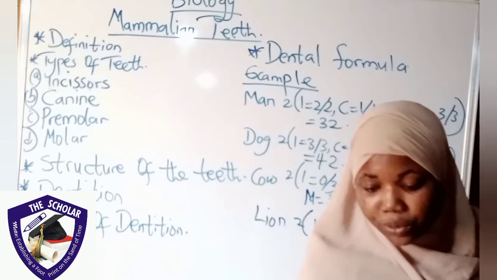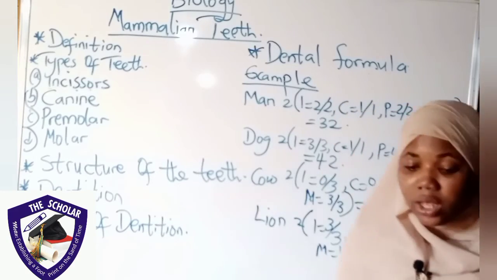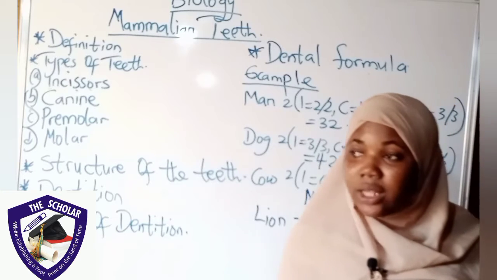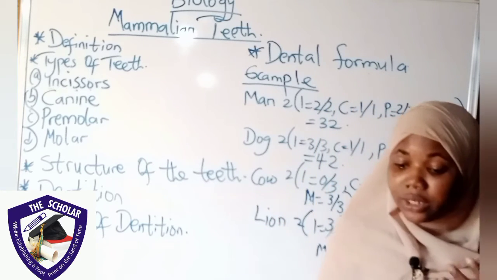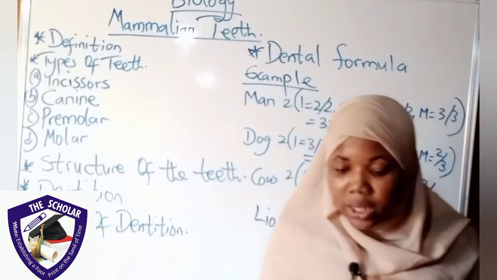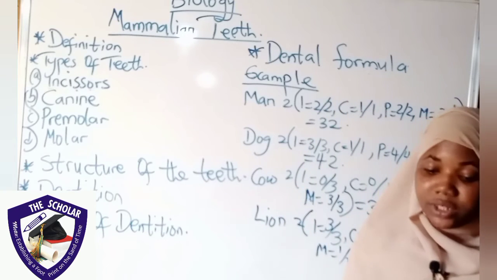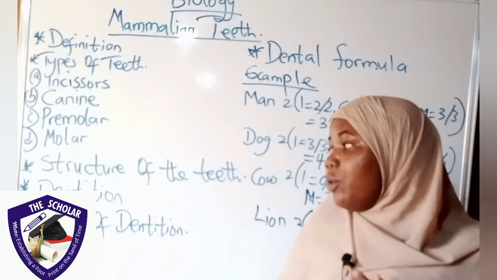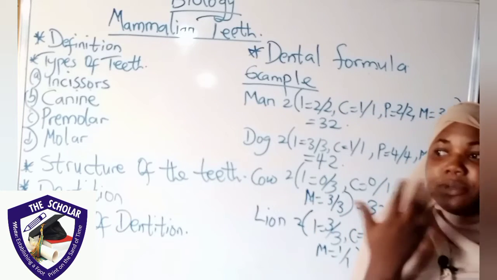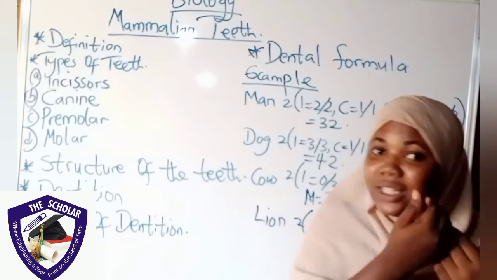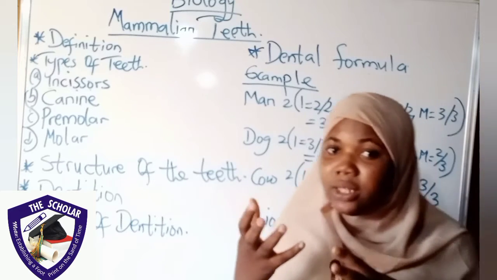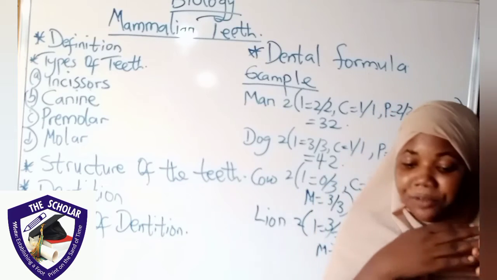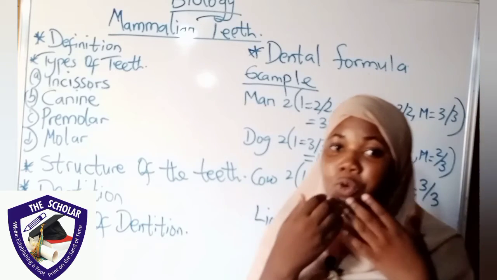Now moving forward, we'll be looking at dentition. Dentition is the number and arrangement of our teeth. It's the number and arrangement of teeth in an organism, in our mouth. Now the teeth are arranged and fixed to the upper and lower jaw bones. What do I mean by that? Dentition simply means the arrangement and number of teeth present in a particular organism, and they are arranged and fixed in the upper and lower jaw bones.